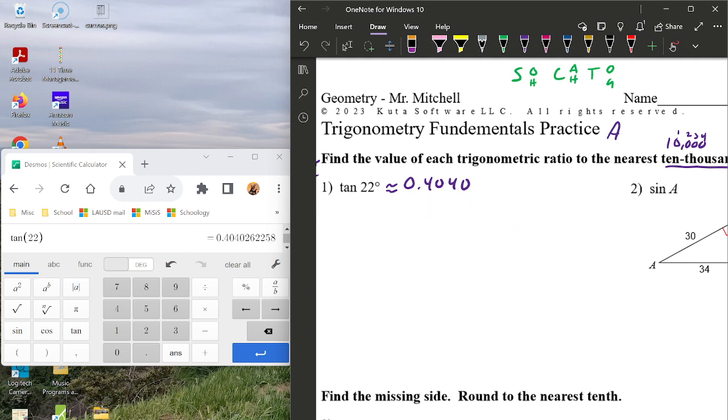Okay, so just put it in your calculator, sine, cosine, and tangent. Notice if you change this to radians, you get a whole different number in there. Tangent of 22 equals that. Looks different. You want to make sure you're using the degrees.